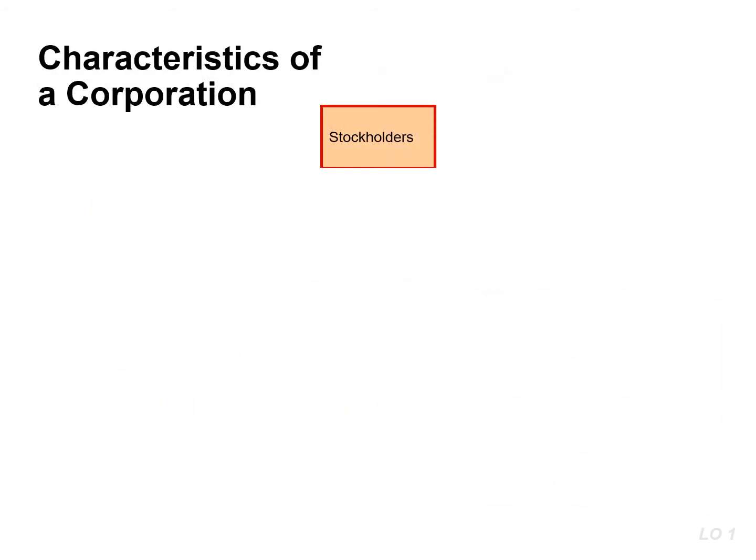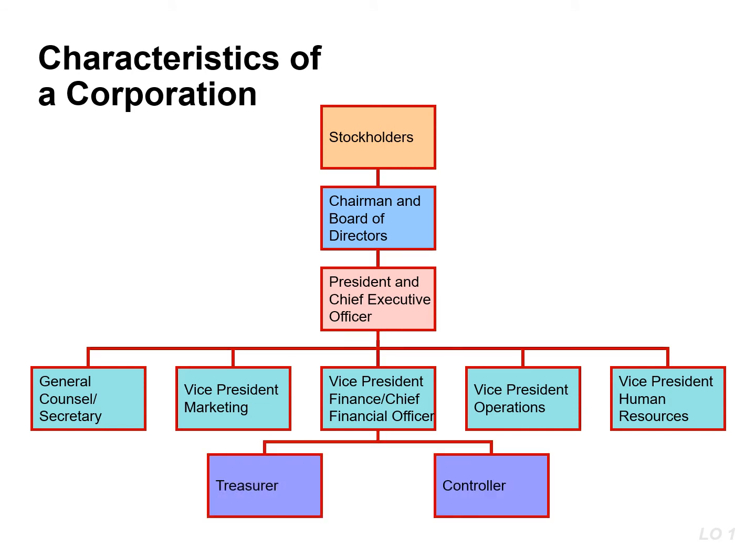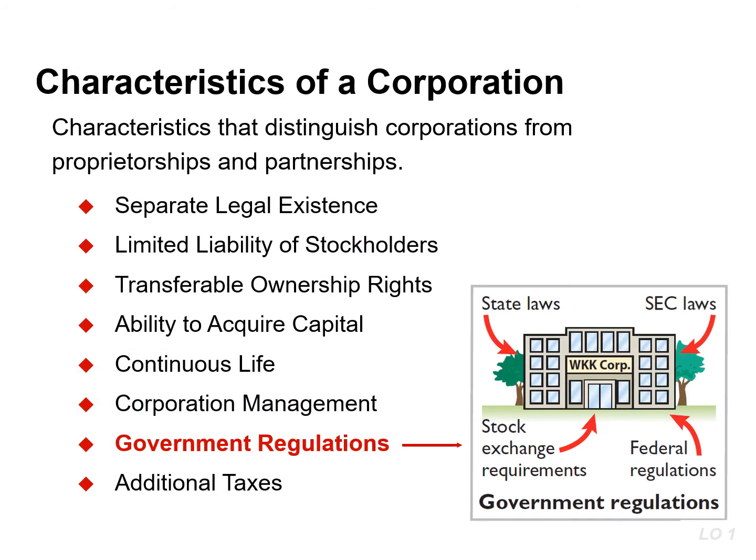Stockholders legally own the corporation, but they manage it indirectly through a board of directors that they elect. The board of directors formulates the operating policies for the company. The board also selects officers, such as a president and one or more vice presidents, to execute policy and to perform daily management functions. As this chart shows, the CFO delegates responsibility to other managers, such as the controller and treasurer.